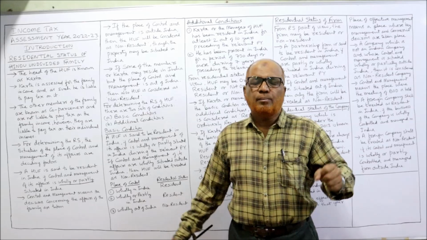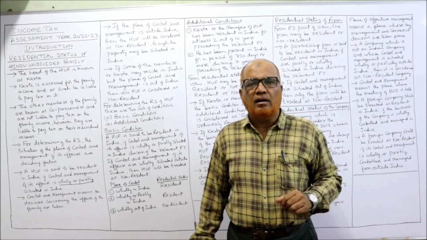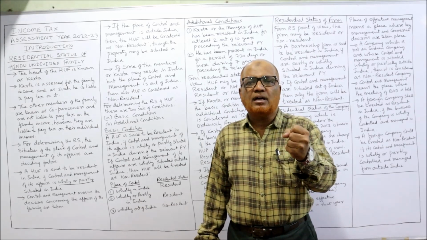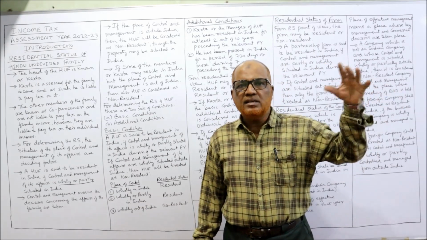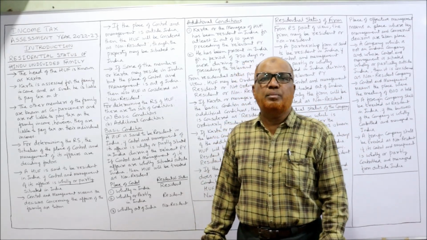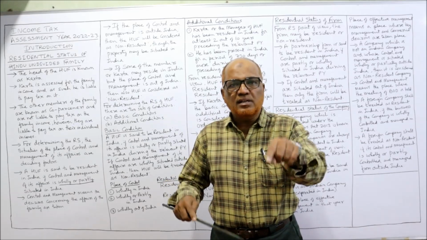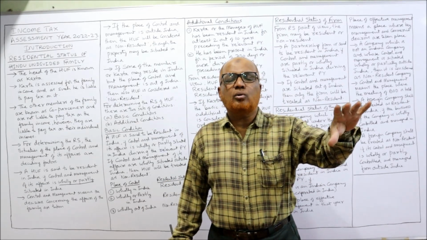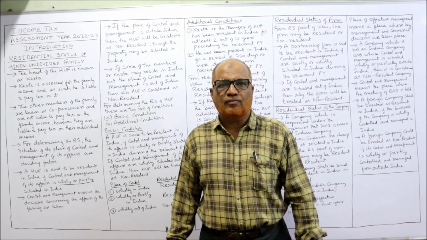That means the HUF control and management means the place from where all the decisions are taken. Right? Simple example I'll give you. Suppose in India, the property, the business is in India, but the head of the family, Karta, is not living in India, he is staying in US, and from there he is giving the instructions of the business. Then this HUF, which is running the business in India, but the whole control and management is in US. So this HUF is called non-resident HUF.